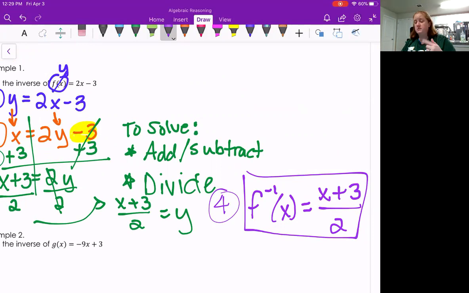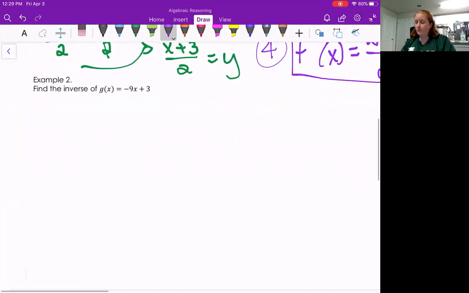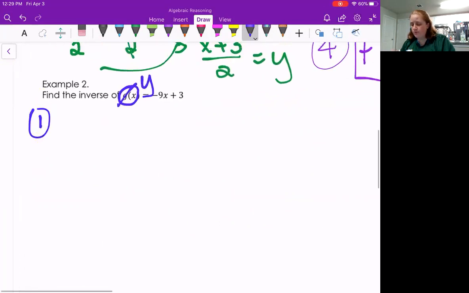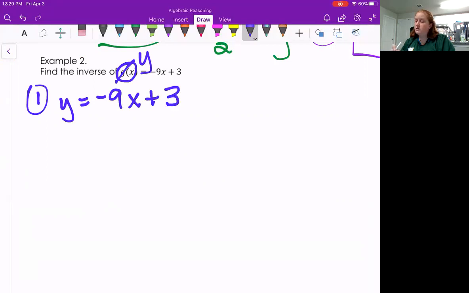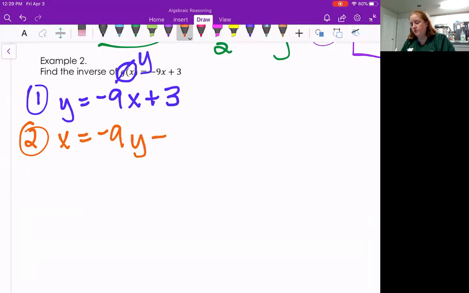So let's try that process one more time and let's see what we get. All right, so step 1. Change any f of x to a y. In this case, it's a g of x. The same thing, I'm going to change that out to my y. So I have y equals negative 9x plus 3. Step 2, switch out your two letters. X equals negative 9y plus 3.